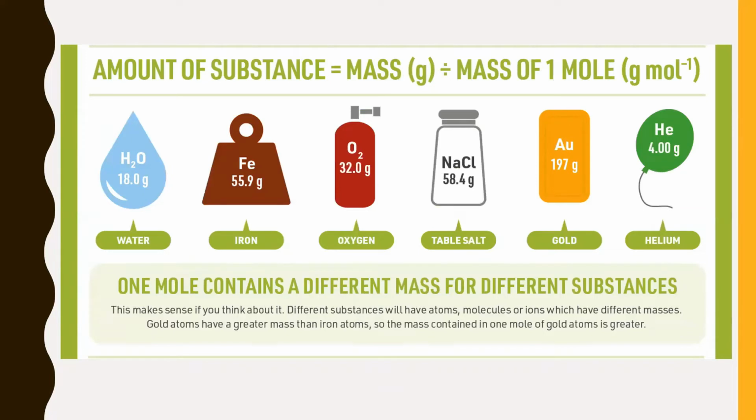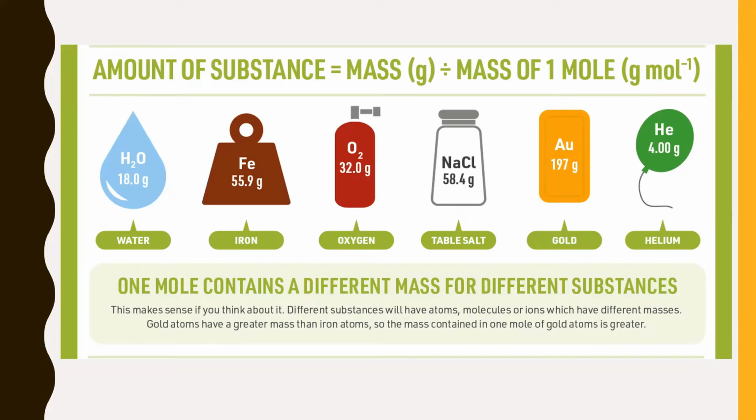Now, hindi ibig sabihin na for every 1 mole ng iba't ibang element or 1 mole ng iba't ibang substance, magkakapareho yan. Yes, pare-pareho silang 1 mole, pero yung amount or the mass of each will be different. So we have examples here on the screen. We have water, iron, oxygen, sodium chloride, gold, and helium. Lahat ng yan ay pare-pareho 1 mole. Pero take a look at their masses.